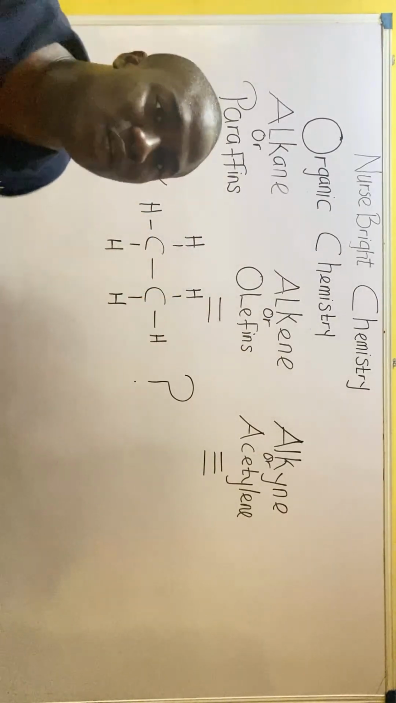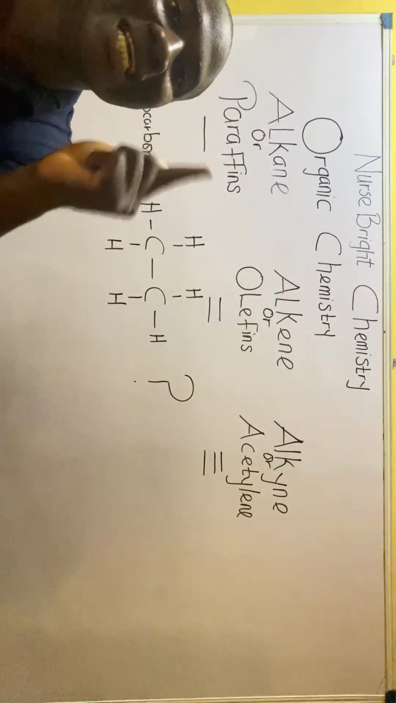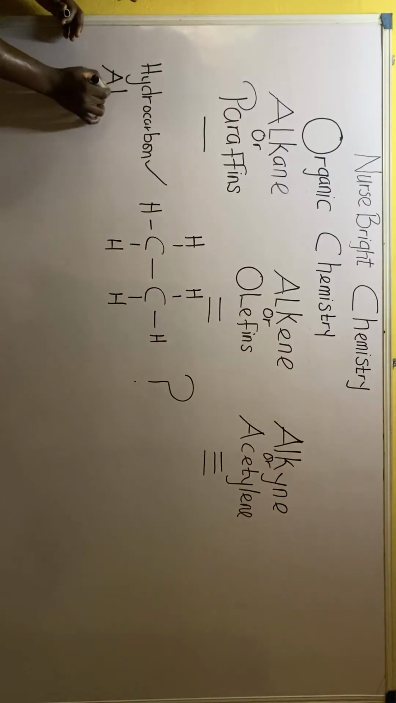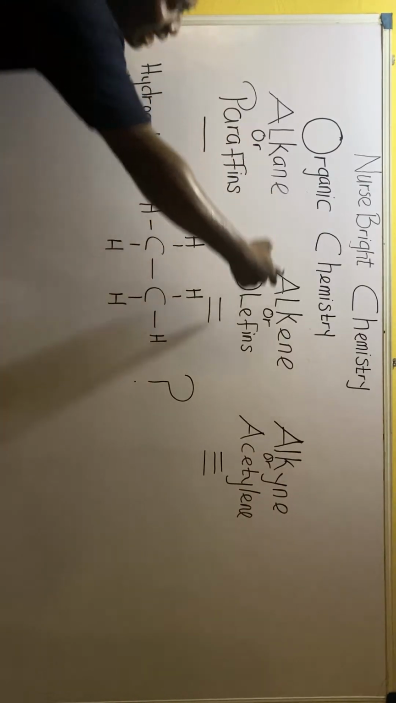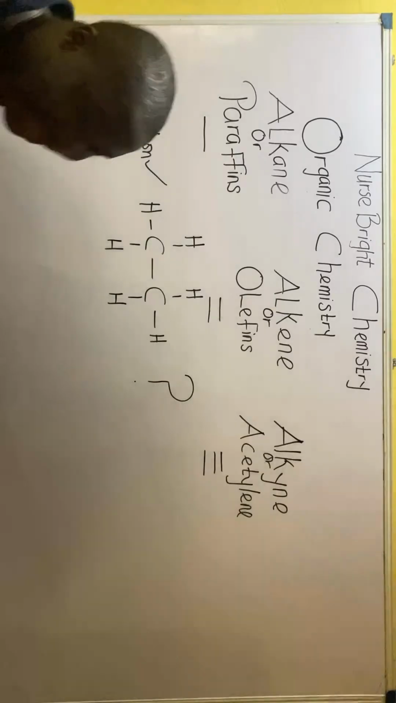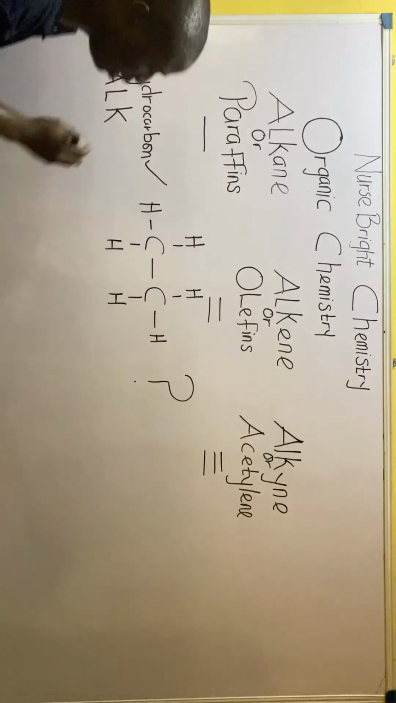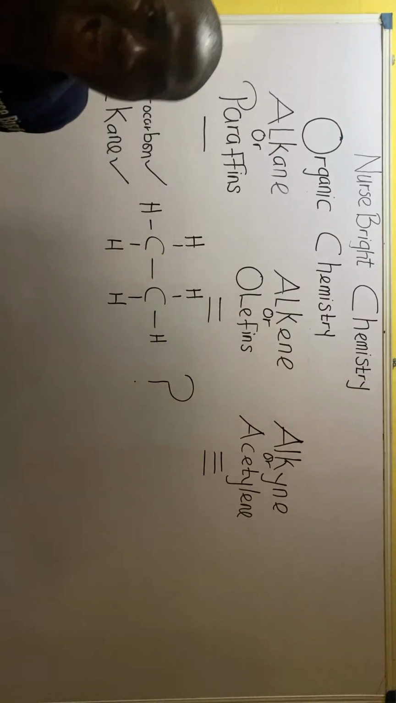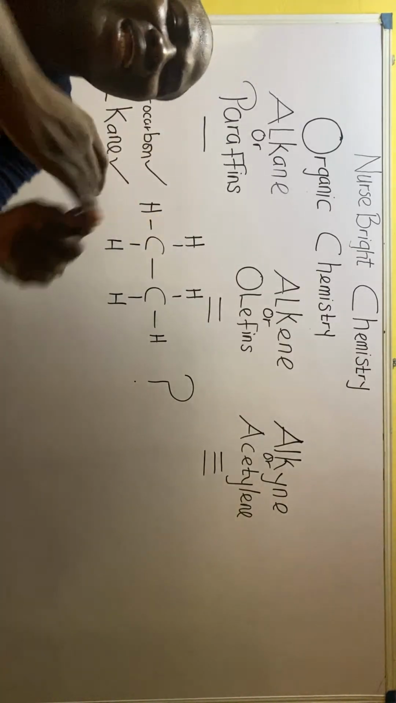I do not see anything other than single bonds around. Then this tells you that this compound is actually what? Is it an alkane or an alkyne? This compound, there is single bond everywhere. So this compound is an alkane. Are you there? This compound is what? An alkane.